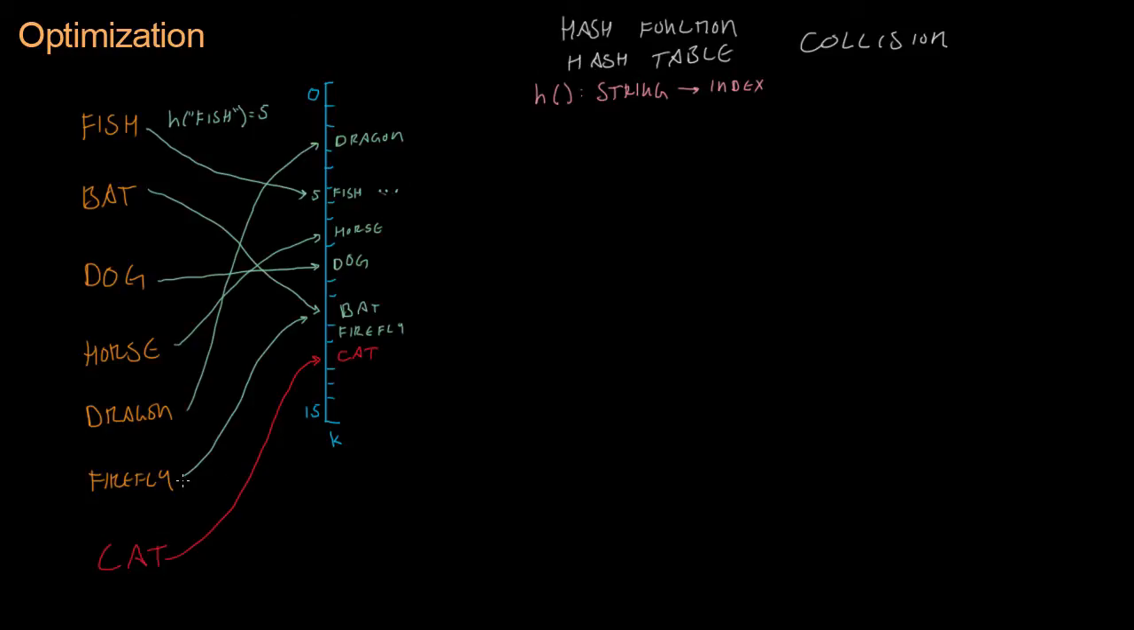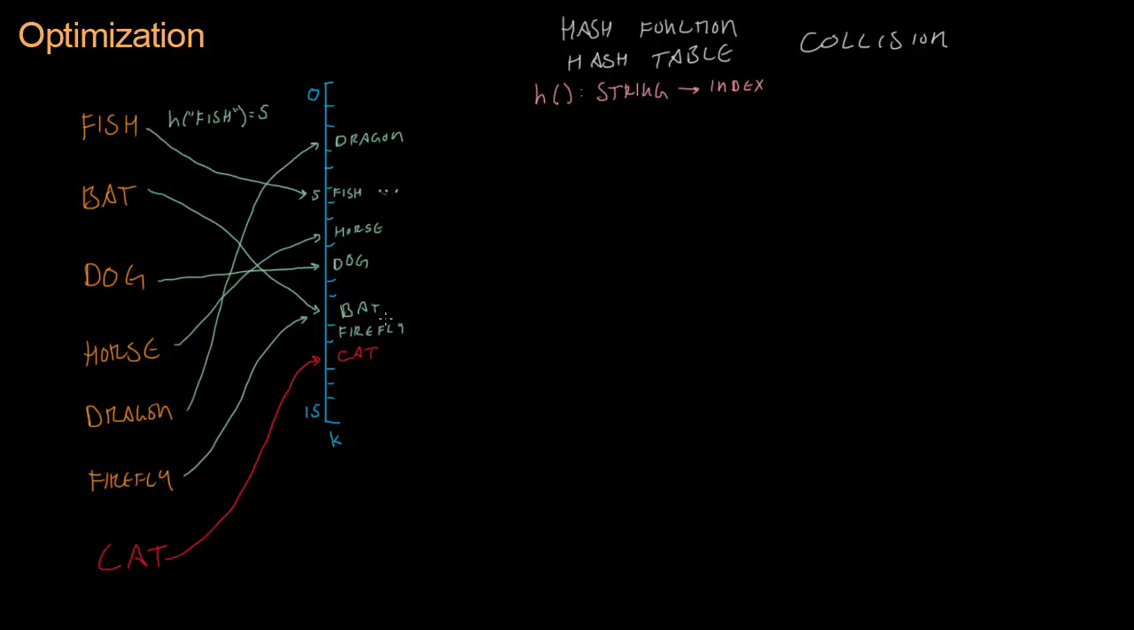Now the next time you want to go look for firefly, you follow the hash function. It says you should put it in this index, but you see there's a bat already there. And so you go to the next index and you see, well, there's my firefly. It's in the next one.